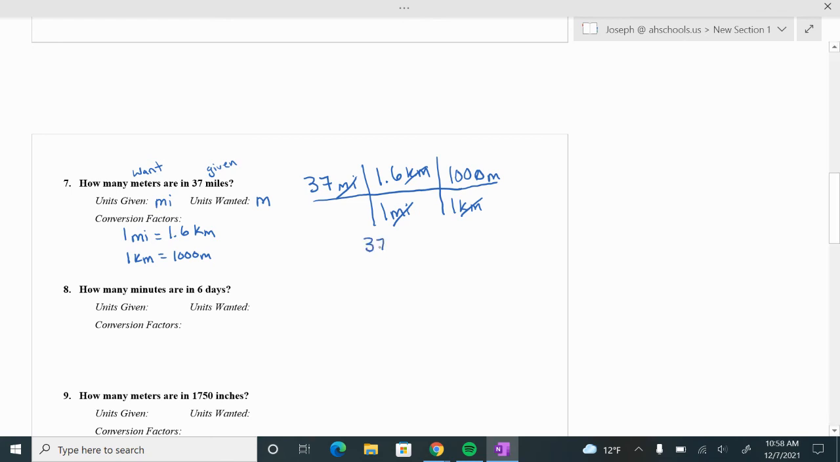Now I can take 37 times 1.6 times 1,000 meters, and I can divide that by what's on the bottom, 1 times 1. Give yourself a second to punch that in your calculator, but you should get an answer of 59,200 meters.